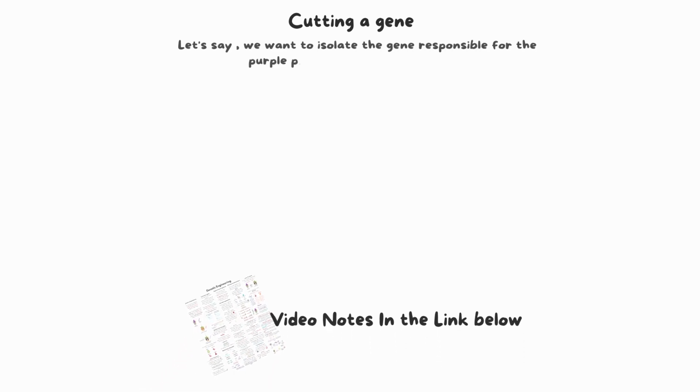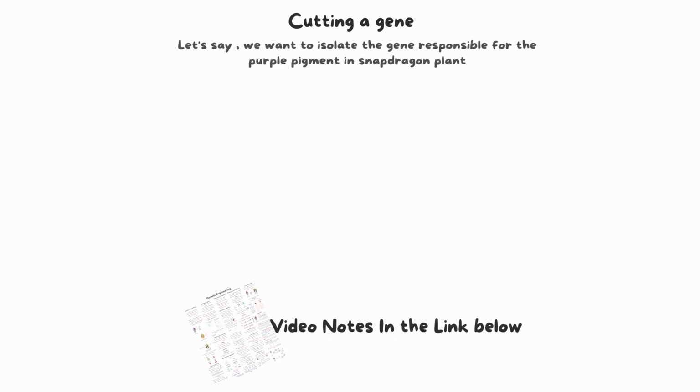Let's say we want to isolate the gene responsible for the purple pigment in snapdragon plants. First, we need to cut that gene out from the plant's DNA. To do this, scientists use tiny scissors called restriction enzymes.